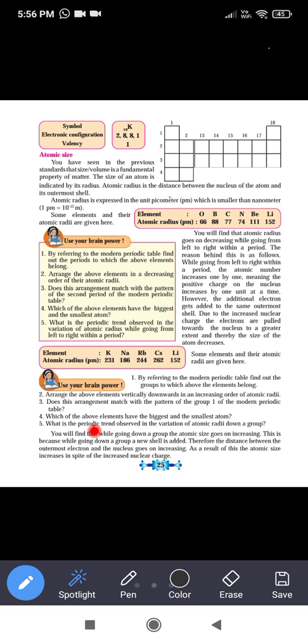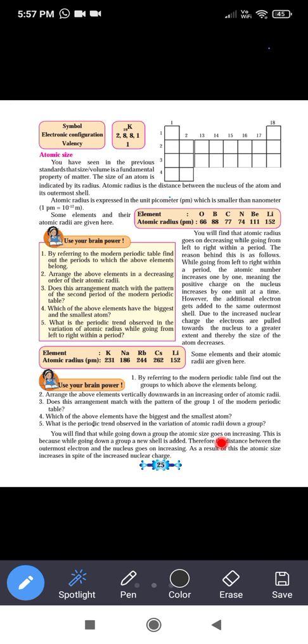What is the periodic trend observed in the variation of atomic radii down a group? As we move from top to bottom, the atomic radius goes on increasing. You will find that while going down a group, the atomic size goes on increasing. This is because while going down a group, a new shell is added.